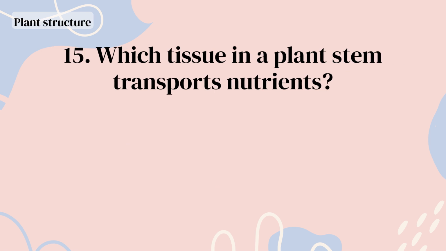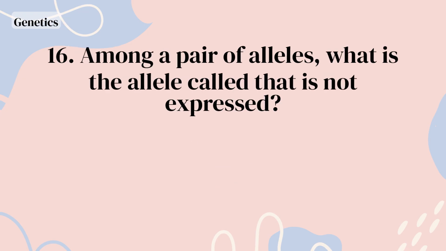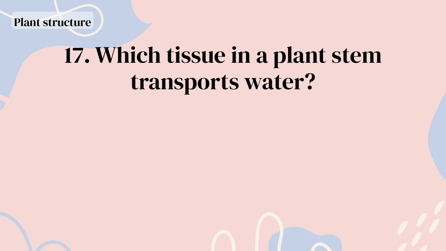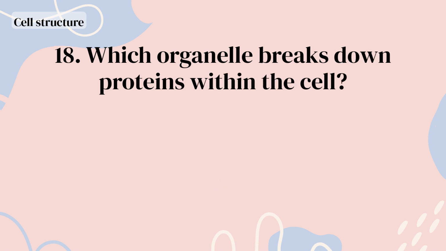Which part of the brain regulates human body temperature? Hypothalamus. Which tissue in a plant stem transports nutrients? Phloem. Among a pair of alleles, what is the allele called that is not expressed? Recessive allele. Which tissue in a plant stem transports water? Xylem.